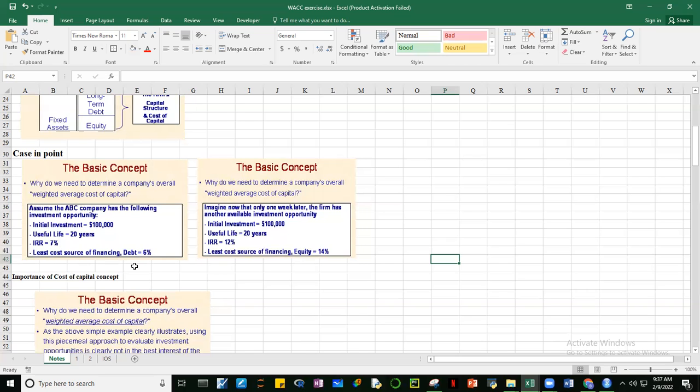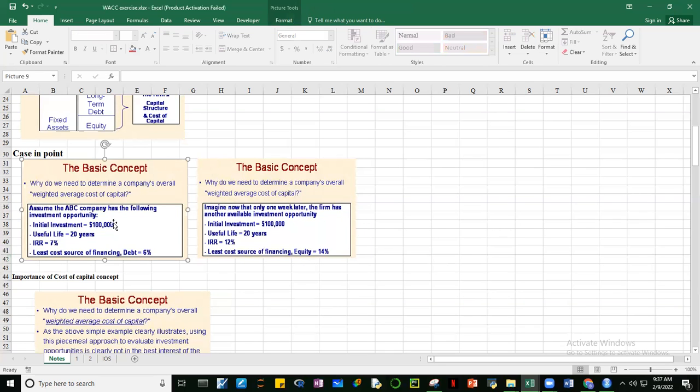Okay. Will the company invest? If they're using the cost of debt only, itong 6% lang, in order to assess or evaluate the project that has an estimated IRR of 7%, then they will say yes, di ba? They will say yes, kasi yung IRR mas malaki sa cost of debt.